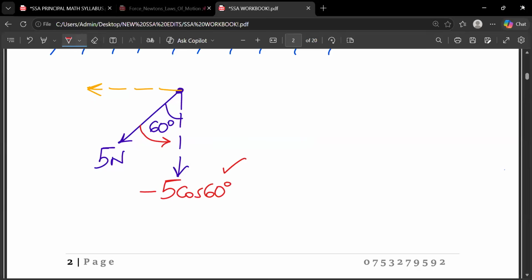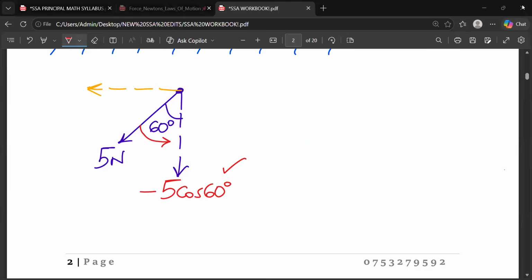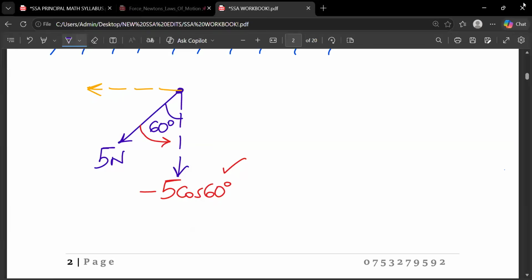Then you tell me the horizontal component. How is it going to be? Horizontal component. Oh, someone is already failing. I'm seeing someone bringing in a cos 60. I don't know why they're saying that. Seeing someone saying sine 30, which is not right.